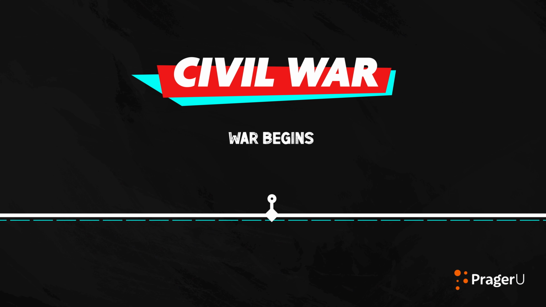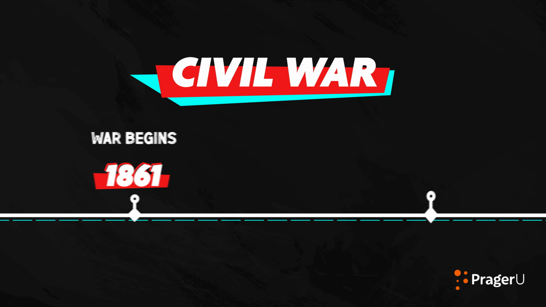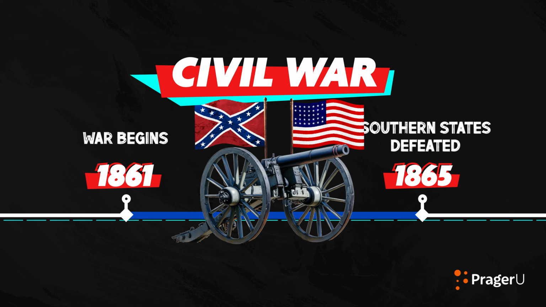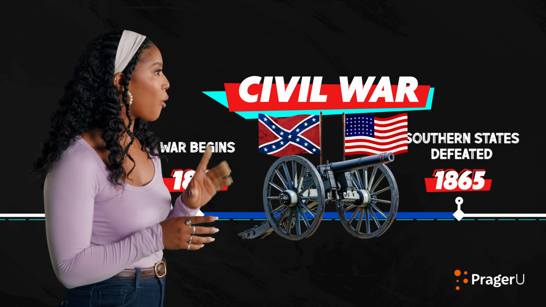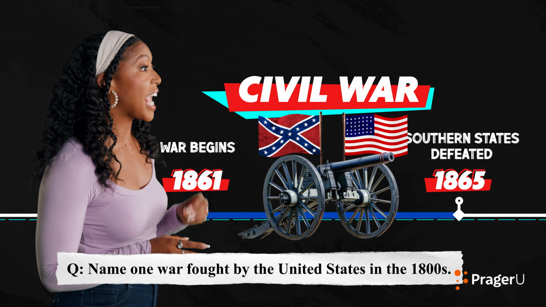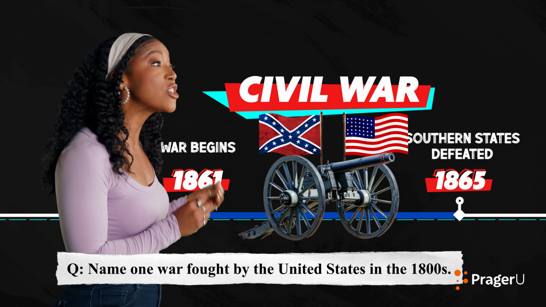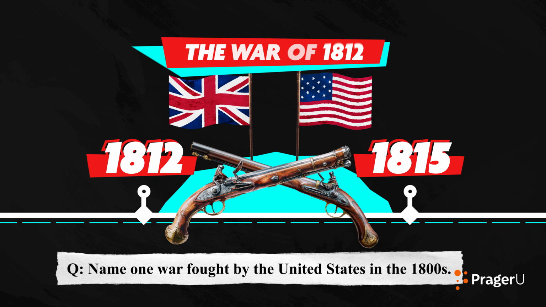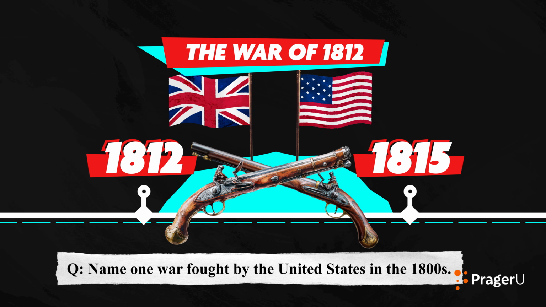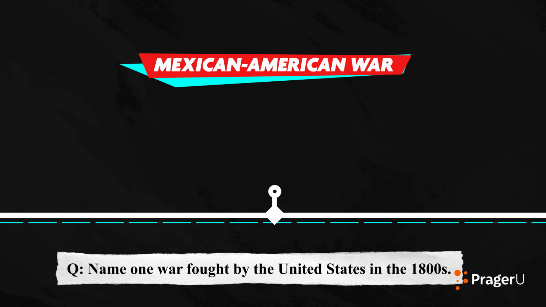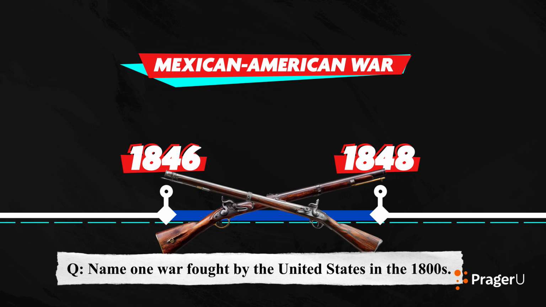The Civil War began in 1861 and ended when the southern states were defeated by the northern states after 4 years of conflict in 1865. It's important to note, however, that this was not the only war fought by the United States during the 1800s. Even before the Civil War, the U.S. went to war with Britain for a second time in the War of 1812. The U.S. also fought against the Mexican government in the Mexican-American War from 1846 to 1848.